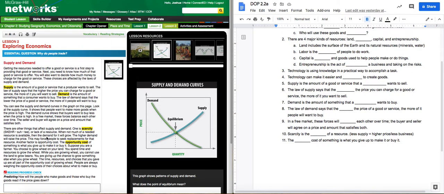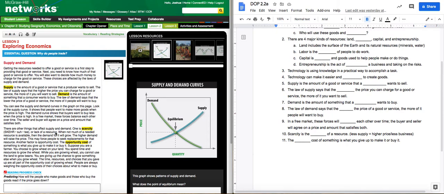When not much of a needed resource is available, then the demand for it will grow. The higher demand will raise the price. This may force people to seek replacements for that resource. What that gets down to is this. We're running out of wheat, the price of bread is going up because we're lacking the resource of wheat to make bread. So the price just went up too high.